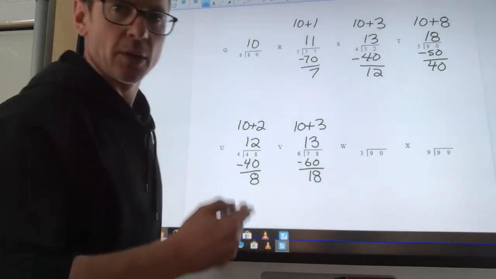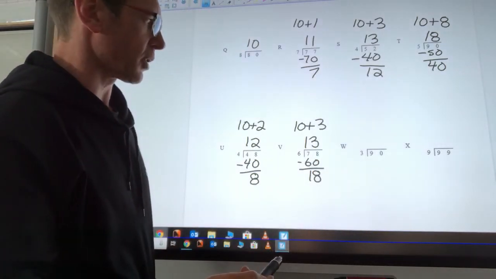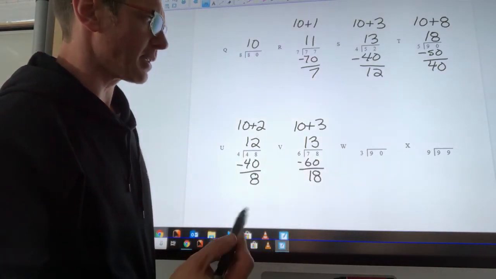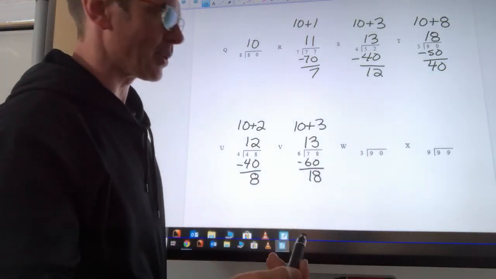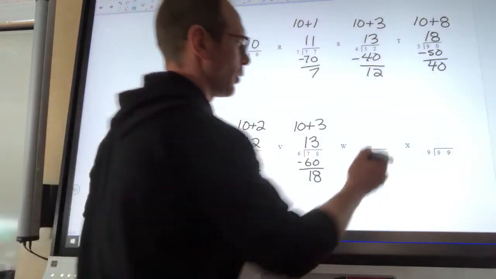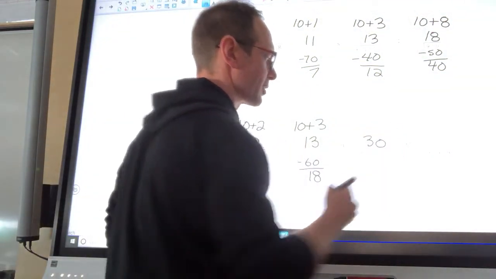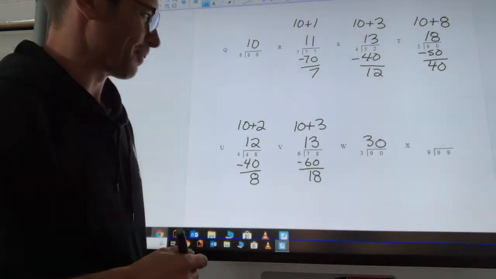90 divided by 3. Well, I know 10 times 3 is 30. 20 times 3 is 60. 30 times 3. Oh, look at that. 3 times 3 is 9, so 30 times 3 would be 90. So this answer is just 30. That's all we have to worry about.